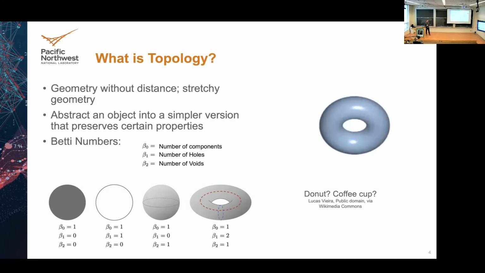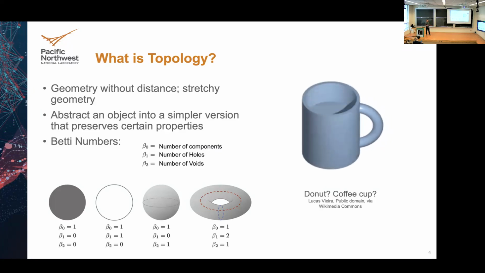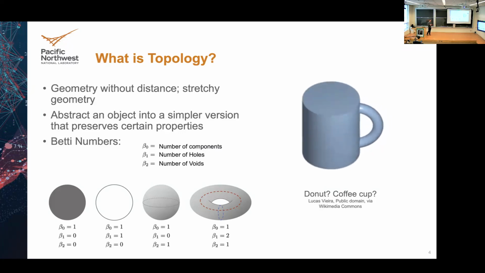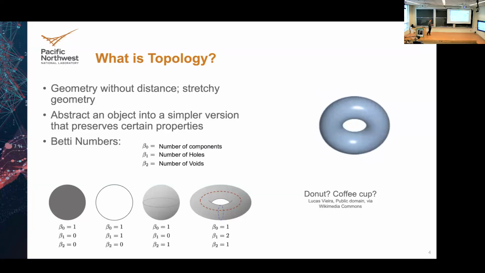Next to that is a circle, which has a Betti 0 of 1, because it's one component again, and a Betti 1 of 1, since there's that one hole there. There's no void, so it's a Betti 2 of 0. Next, the sphere has a Betti 0 of 1. There's actually no hole in a sphere, right? It's just hollow, so that Betti 1 is also 0. But there is a Betti 2 of 1 because it's hollow.